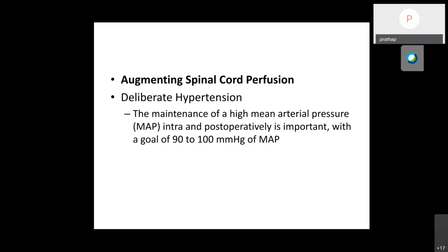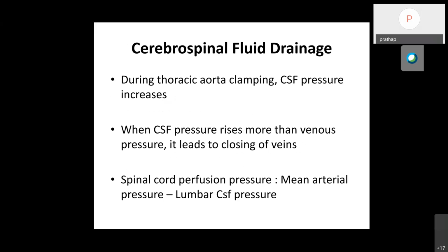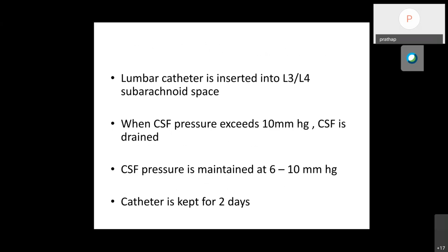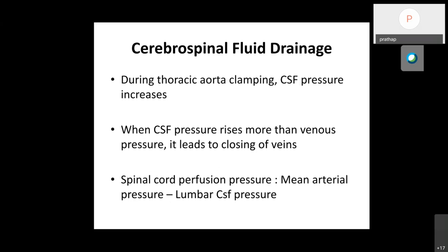Perfusion is improved by deliberate hypertension, maintaining the MAP between 90 to 100, and also by draining the cerebrospinal fluid. Because during thoracic aorta clamping, CSF pressure increases and rises more than the venous pressure. It leads to closing of veins and reduction in blood supply. The spinal perfusion pressure depends on the mean arterial pressure minus the lumbar CSF pressure. So the aim is to maintain higher mean arterial pressure and to reduce the lumbar CSF pressure.